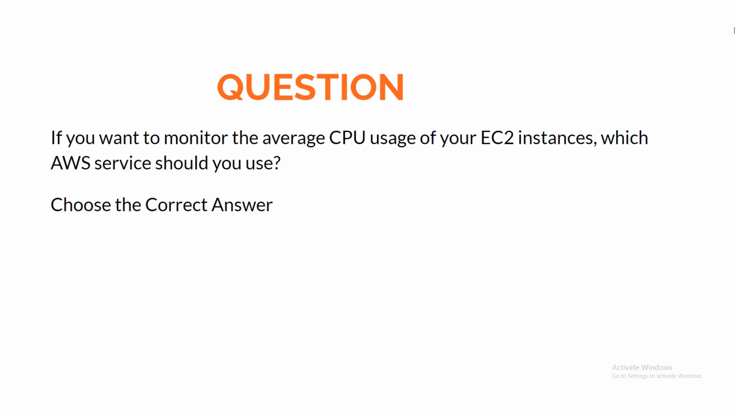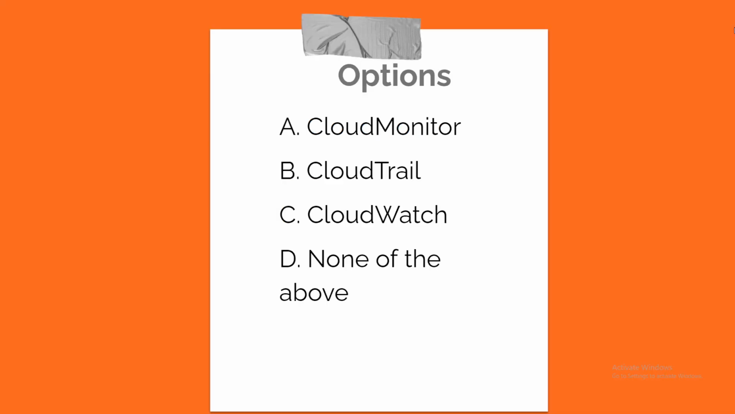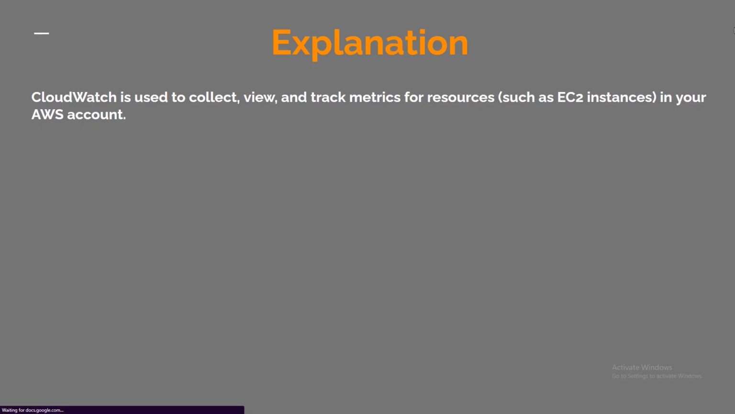Question: if you want to monitor the average CPU usage of your EC2 instances, which AWS service should you use? Choose the correct answer. A. Cloud Monitor. B. Cloud Trail. C. Cloud Watch. D. None of the above. Answer: C. Cloud Watch. Explanation: Cloud Watch is used to collect, view, and track metrics for resources, such as EC2 instances, in your AWS account.